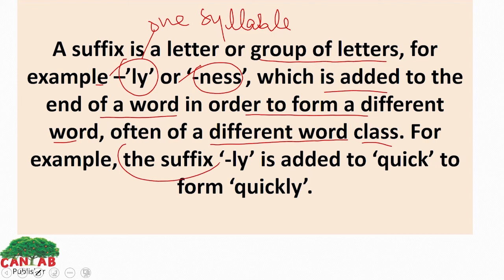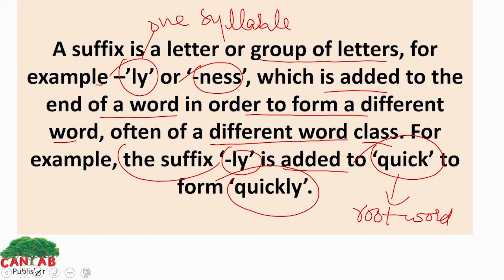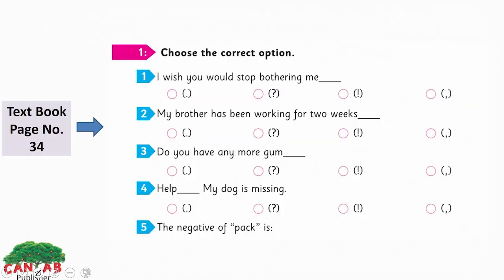For example, the suffix ly is added to quick. Quick is a root word here, a simple word here. If we add ly to it, it becomes what? Quickly, yes. If we see the meaning, quick means तेज. Quickly का क्या मतलब हो जाएगा? तेजी से. So you can see the difference of meanings too, and it totally changes its meaning, the context of it. Let's take an example of ness. Here is the word kind. If we add ness to it, it totally changes its meaning.